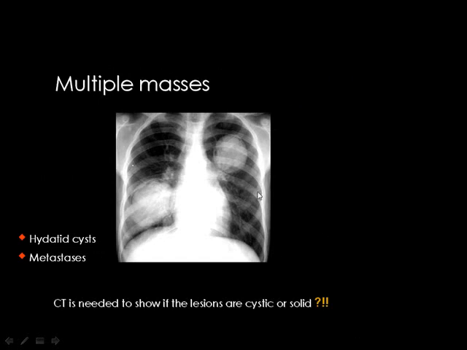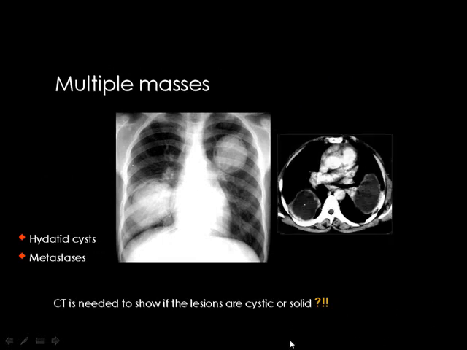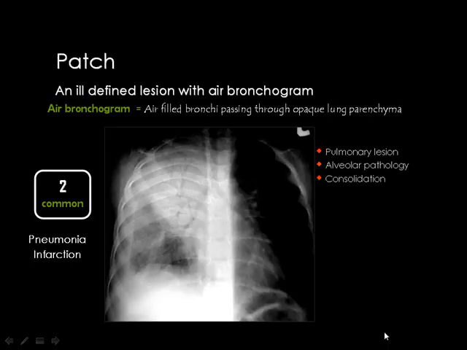Then look at these two masses. These two masses may be either metastasis or hydatid cysts. Then what to do? Just to do a CT scan. Then you see fluid density inside the lesion. Then you are dealing with hydatid cysts. Then you have three masses in the lung, two solid and one cystic. The two solid lesions are metastasis and the bronchogenic carcinoma. The cystic lesion is the hydatid cyst.